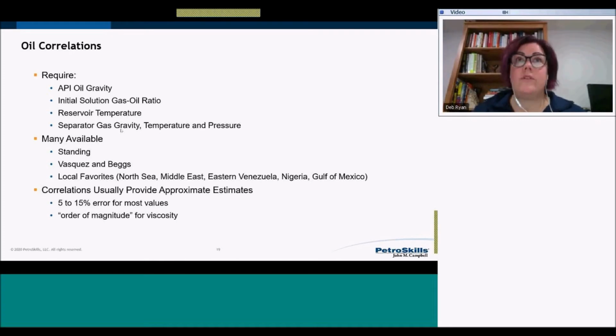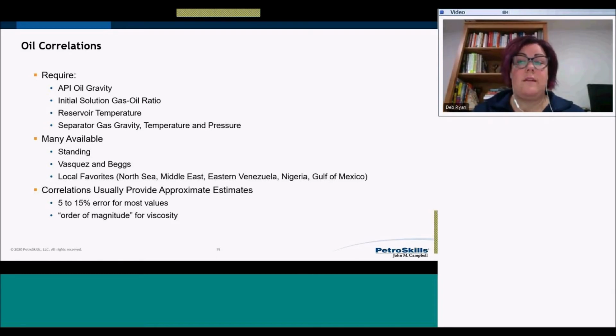And once we have those four things, we can use a number of different correlations to calculate what those black oil behaviors of our formation volume factor, our compressibility, our gas-oil ratio, and our viscosity look like with time. And depending on what kind of fluid you have, depending on where in the world your assets are and you're producing from, there's lots of different correlations available in the literature.